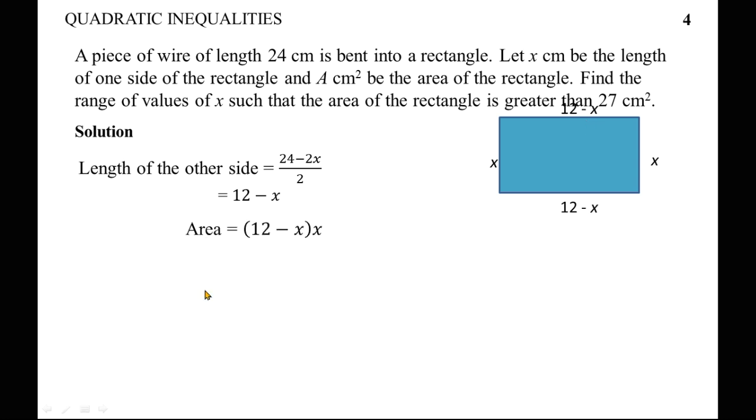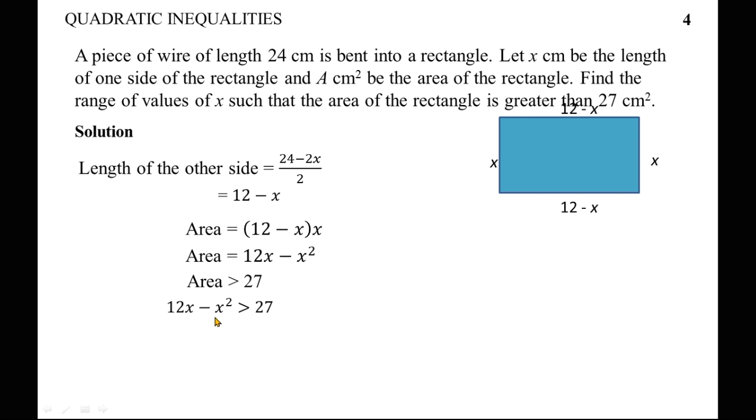So let's call the area A. The area is length times width, which equals x times (12 minus x). Multiplying this gives 12x minus x². This is the area in terms of x. According to the question, we want to find the range of values of x such that the area is greater than 27 cm². It means that the area should be larger than 27, or 12x minus x² larger than 27.